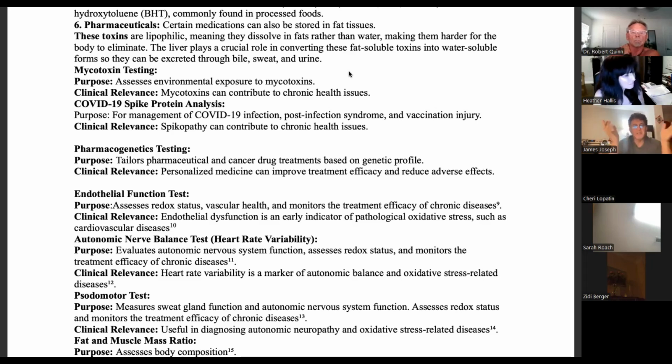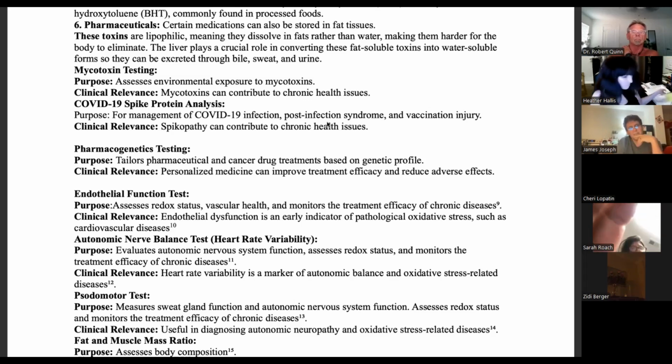And we know mycotoxins are very, very difficult to get rid of. We don't have any detox for mycotoxins up to now, except recently we came up with cyclodextrin, and cyclodextrin is the only chelation detox for mycotoxin.